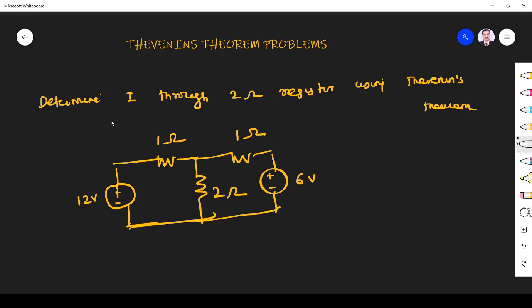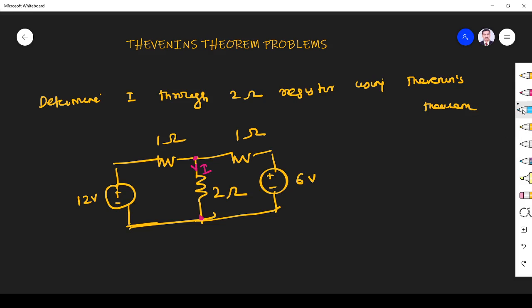First problem is determine the current through 2 ohm resistor using Thevenin's Theorem. Right, so this is a current through 2 ohm resistor. This is a 2 ohm resistor. So I have to find this current I. This is what my aim.